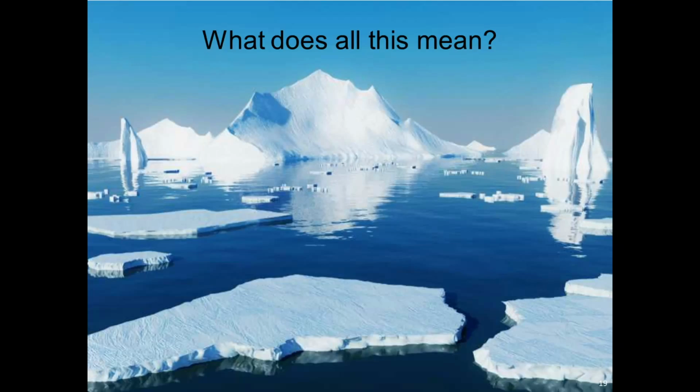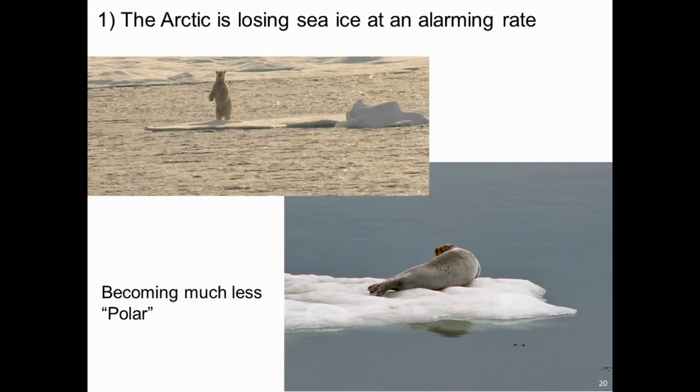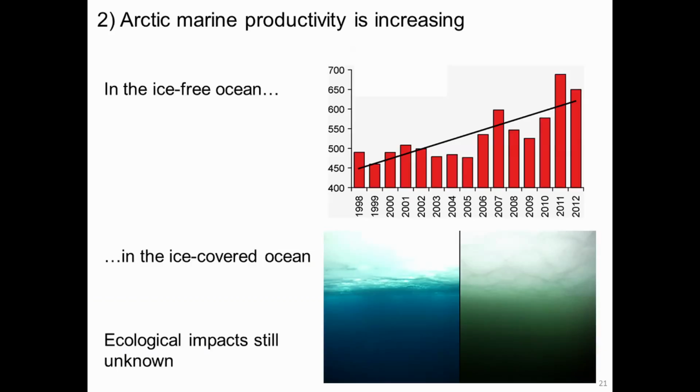So what does this all mean? First thing is the Arctic is losing ice at an alarming rate, which is really important for the animals that require ice to live. It's becoming much less polar. It's going to become something more like a temperate or subpolar region very soon. The productivity is increasing, and you can determine whether you think that's a good thing or a bad thing, but it's a different thing. It's going to be a different Arctic than it's been historically.